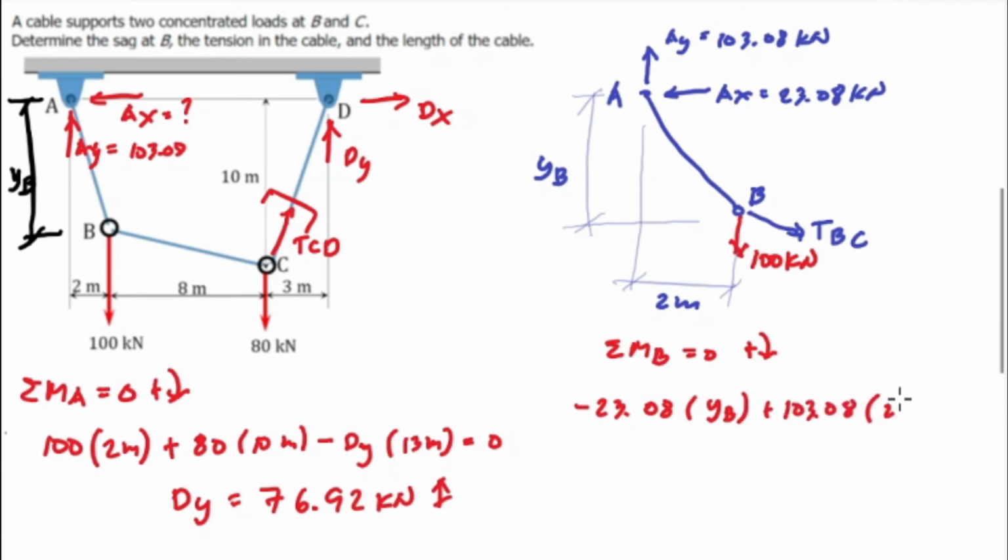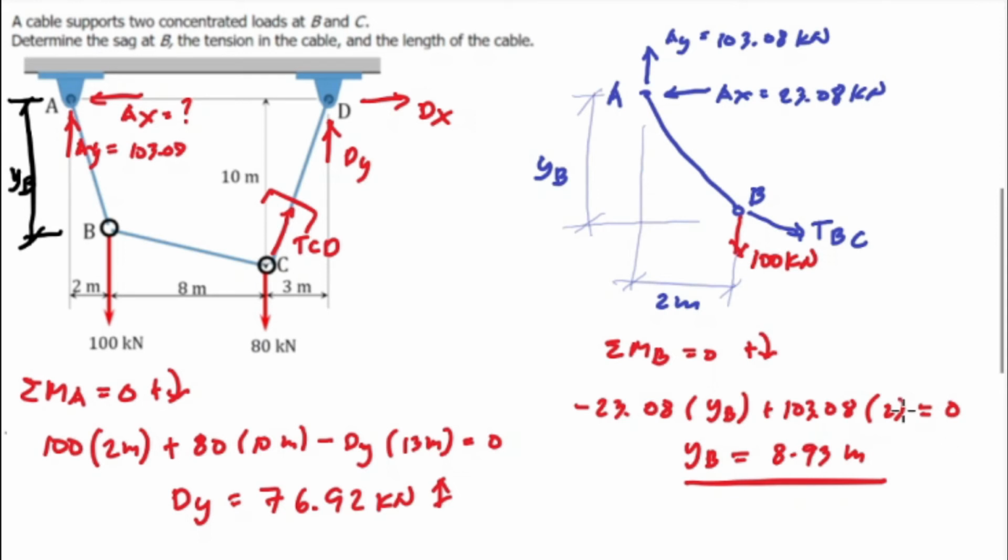So we have 103.08 times 2, 100 kilonewton, and TBC are all equal to 0 because the distance at point B is also 0, and equate that to 0. So therefore y sub B, or the sag at point B, is equal to 8.93 meters. So we have the sag at point B, which is equivalent to 8.93 meters.